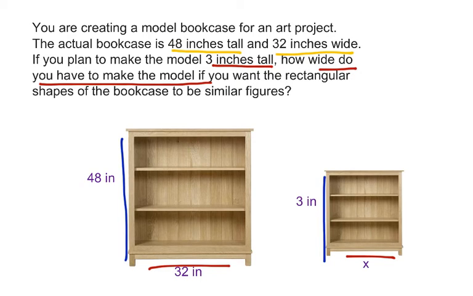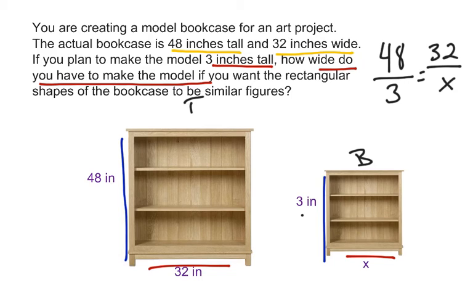Well, in the first proportion, we have the big size. So sometimes I just like to say, okay, I'm going to make sure this side is on top and this side is on bottom when I set up my proportions. That way I don't flip the expressions. So we have 48 on top, and it corresponds with 3, so 3 on the bottom. Then we have 32 on top, or our numerator, and X on the bottom because it corresponds.